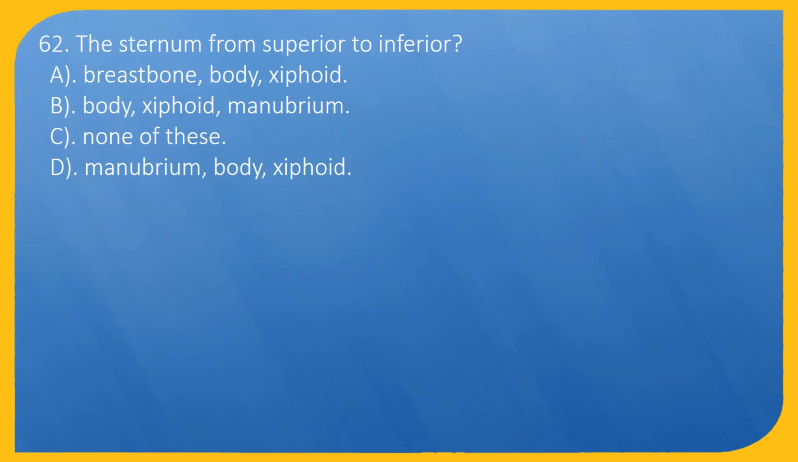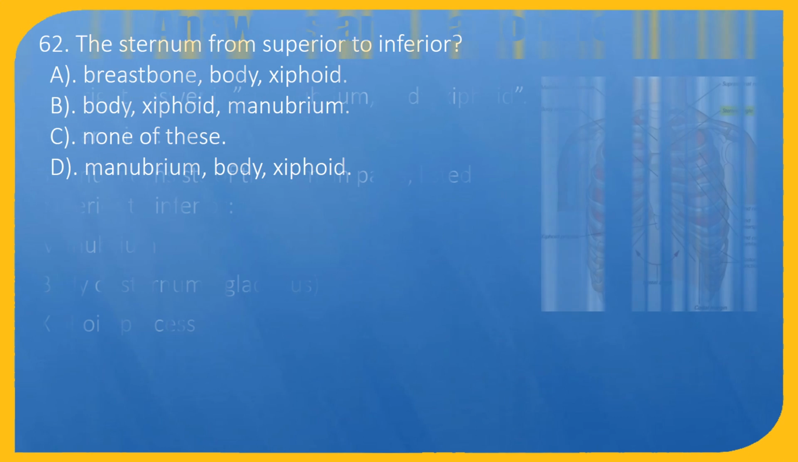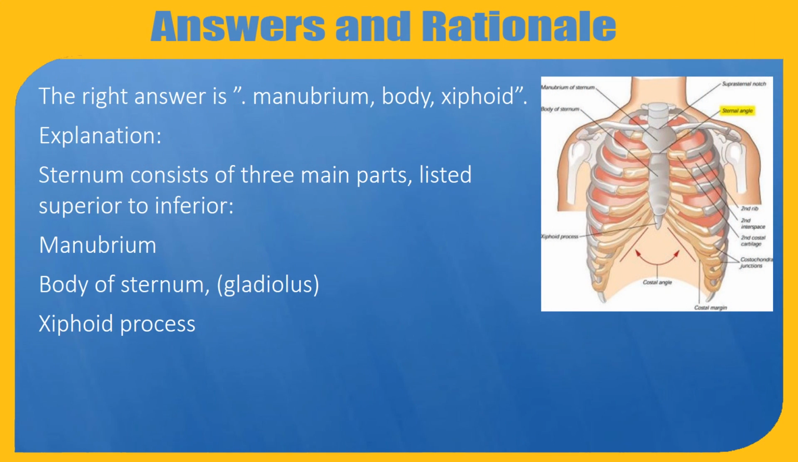Question 62. The sternum from superior to inferior? A. Breastbone, body, xiphoid. B. Body, xiphoid, manubrium. C. None of these. D. Manubrium, body, xiphoid. The right answer is manubrium, body, xiphoid. Explanation: sternum consists of three main parts, listed superior to inferior: manubrium, body of sternum or gladiolus, and xiphoid process.